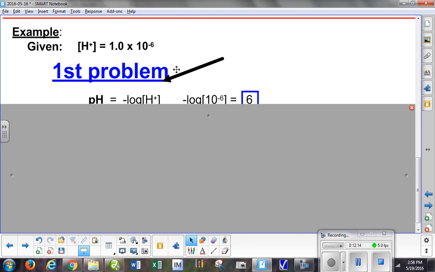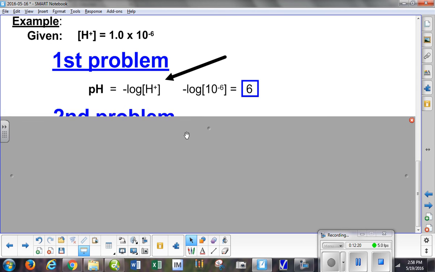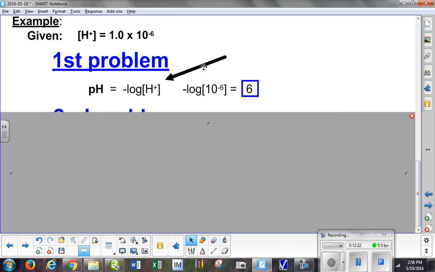And tomorrow we're going to learn what to do if this isn't 1. It's going to be simple, almost as simple as this. So, pH is minus log of the hydrogen ion concentration, that's the first thing you write. Second thing you write is you're plugging in the 10 to the minus 6 to this, okay? And 10 to the minus 6 becomes a pH of 6.